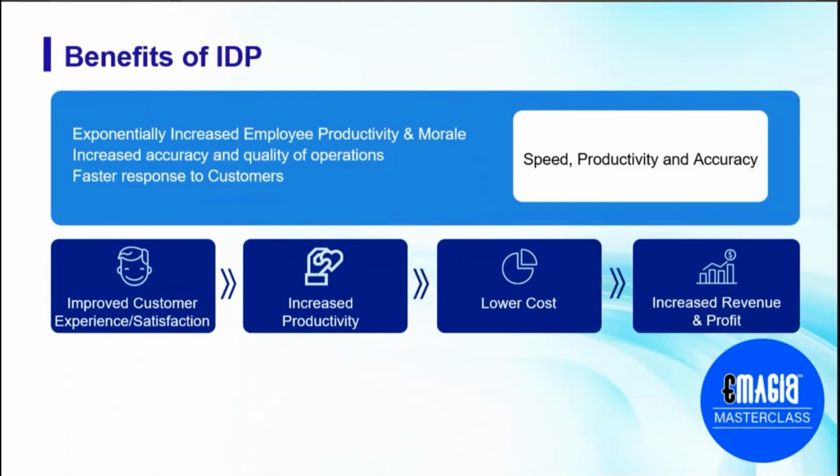Of course, we get increased accuracy as we eliminate human error. The overall quality of the operation improves, and those operations that are customer facing, you'll get a faster response to the customers. So if you look at the chain down below, you react faster to the customers, you improve the customer experience, you improve your productivity, reduce your cost. It all, over time, adds up to higher revenue and higher profit.